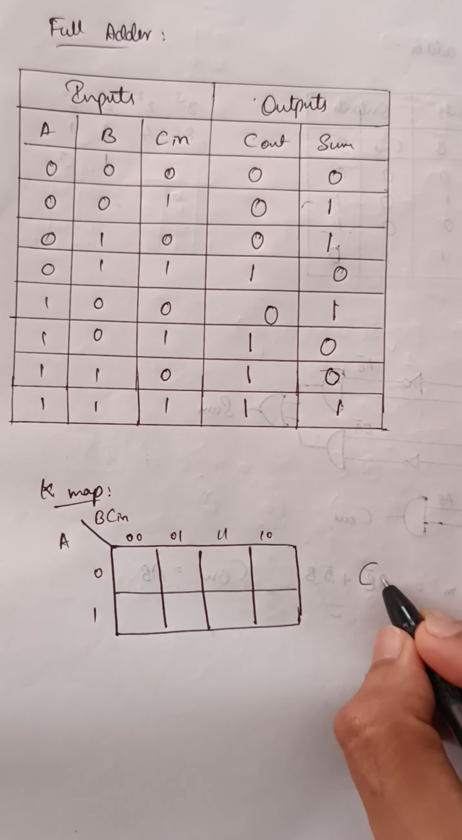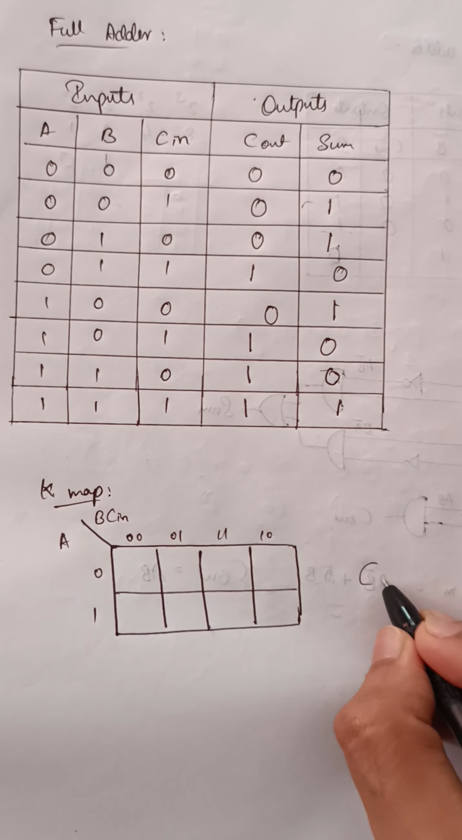Here we can group these two and these two. And naming for this is here B, A is not changing, therefore A, and B is changing from 0 to 1, but C in is not changing.